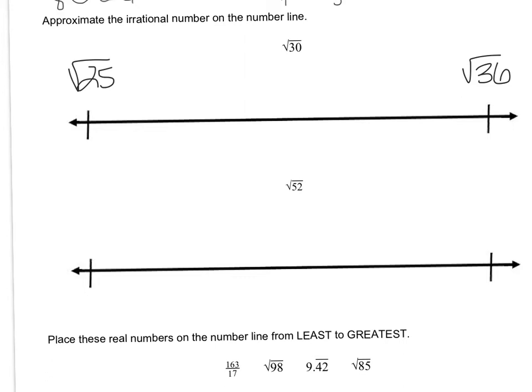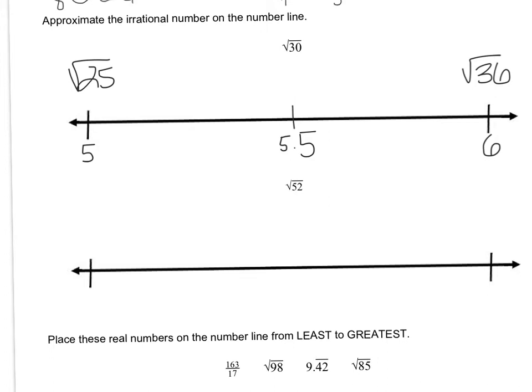So your number line is going to be the square root of 25, which is 5, because 5 times 5 is 25. The square root of 36 is 6, because 6 times 6 is 36. Smack dab in the middle would be 5.5. Okay. So we have kind of put some things on our line.